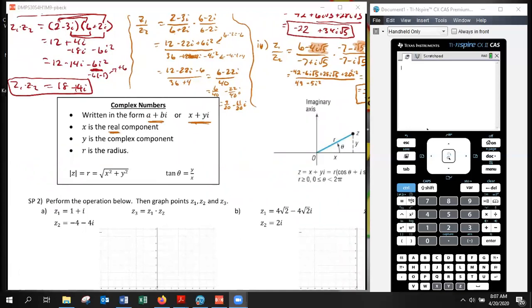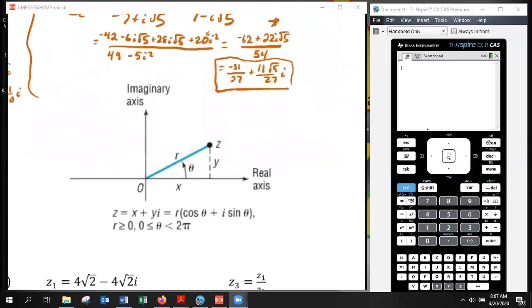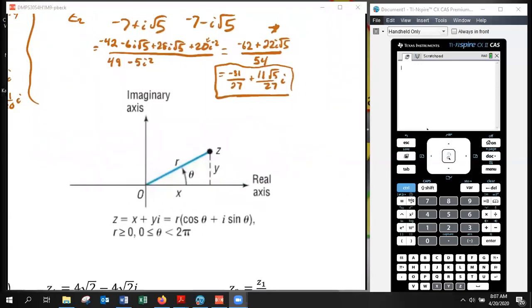X is real, y is complex. Now, r is the radius. What do I mean by that? Our complex form, we are now going to convert into what we're going to call polar. And so that radius, if you look at the complex number graphically, and let's focus on that graphical aspect of it right now, that radius ends up being our distance. Let me change colors here quickly. That radius ends up being the distance from the pole to the complex number.